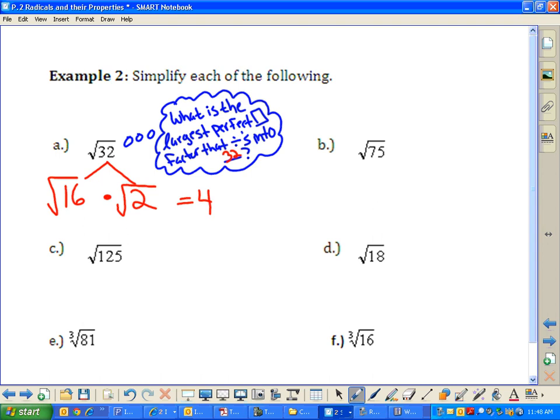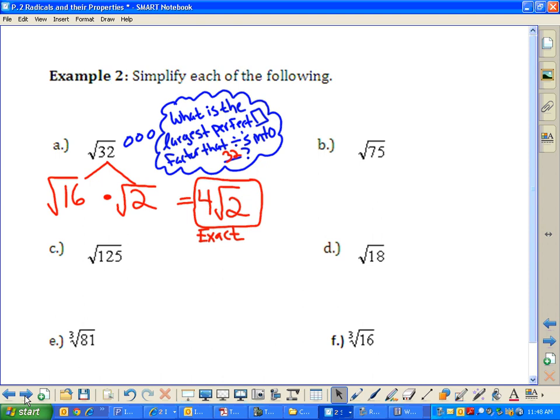The square root of 2 is actually what we call an irrational number. It's a non-terminating, non-repeating decimal. Crazy decimal. So if you want to tell me that that's a part of your answer, you just write it there. This is what we call the exact answer. No rounding involved.